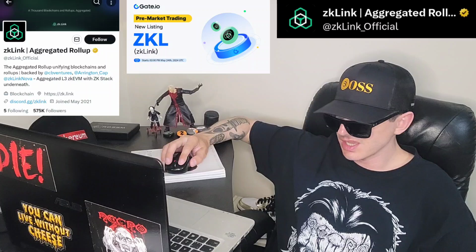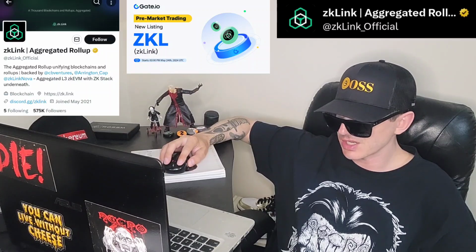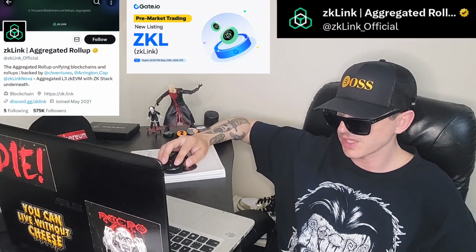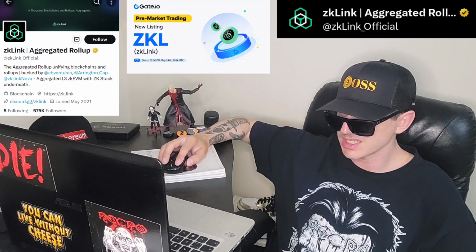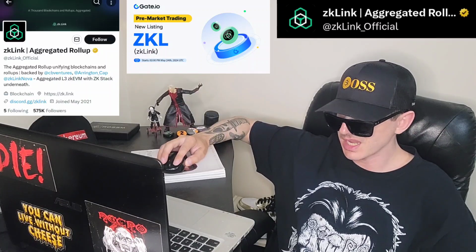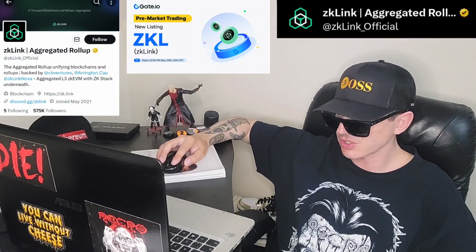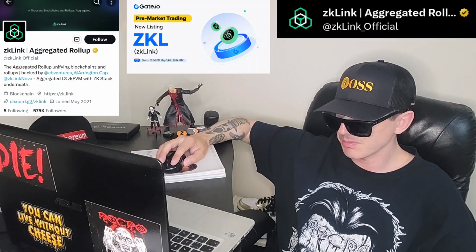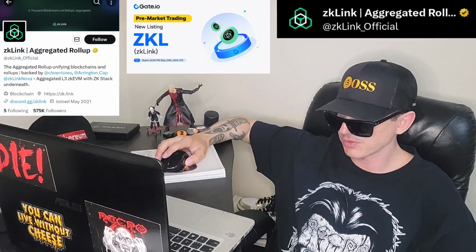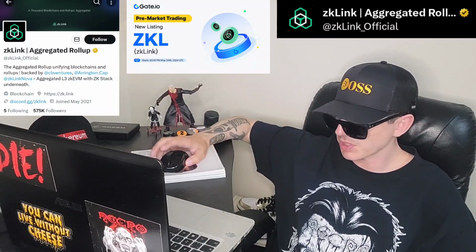So Zklink is developing leading zero-knowledge blockchain solutions for the Ethereum ecosystem. Its flagship zero-knowledge aggregated Layer 3 ZK EVM rollup network, Zklink Nova, is designed to bridge the gap among different Layer 2 rollup ecosystems to reduce liquidity fragmentation while providing scalability and security via ZK proofs. That's, in a nutshell, what this project's all about.